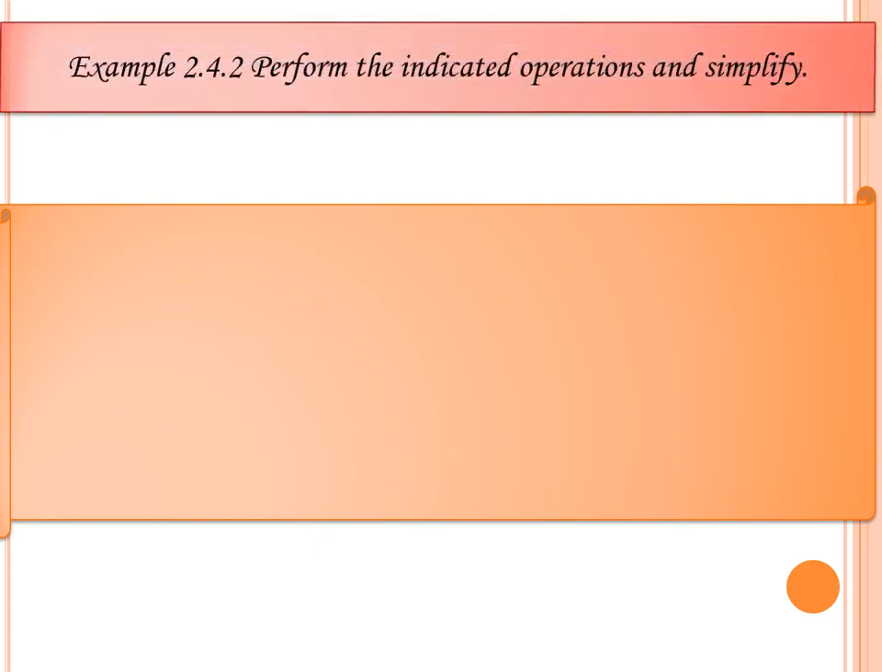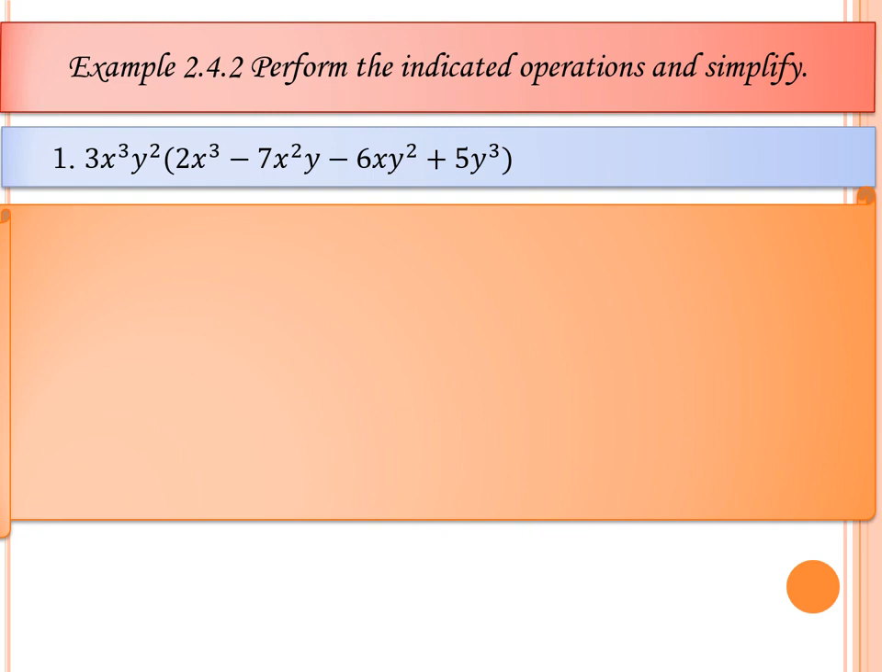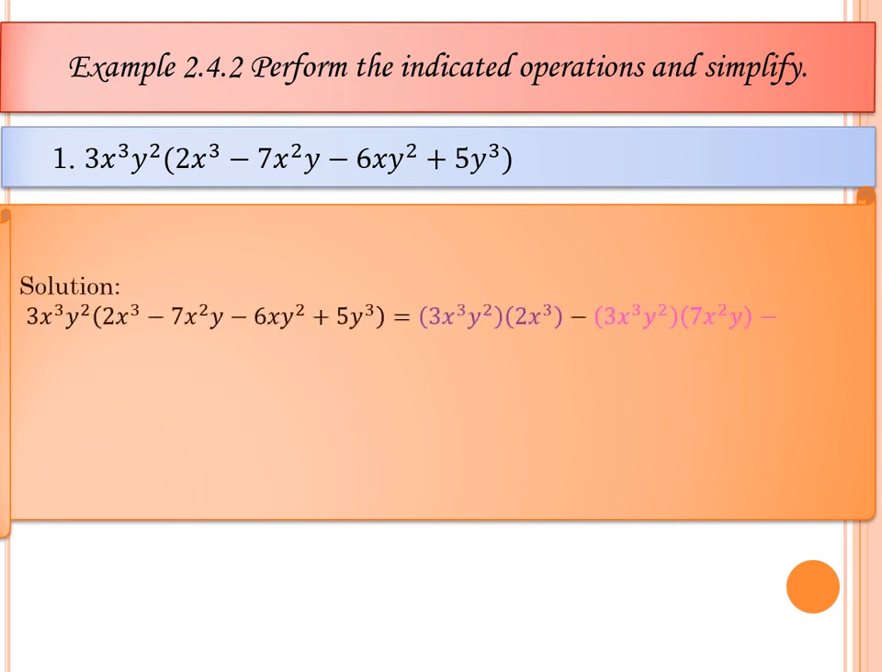Okay, for our example 2.4.2, perform the indicated operations and simplify. For our first example, to solve this one, we're going to distribute 3x cubed y squared to each term of the parentheses. So, for the first term, we have that one. Distribute natin yan. So, we will have 3x cubed y squared times 2x cubed. Okay? For the next one, na-distribute natin for the second term.